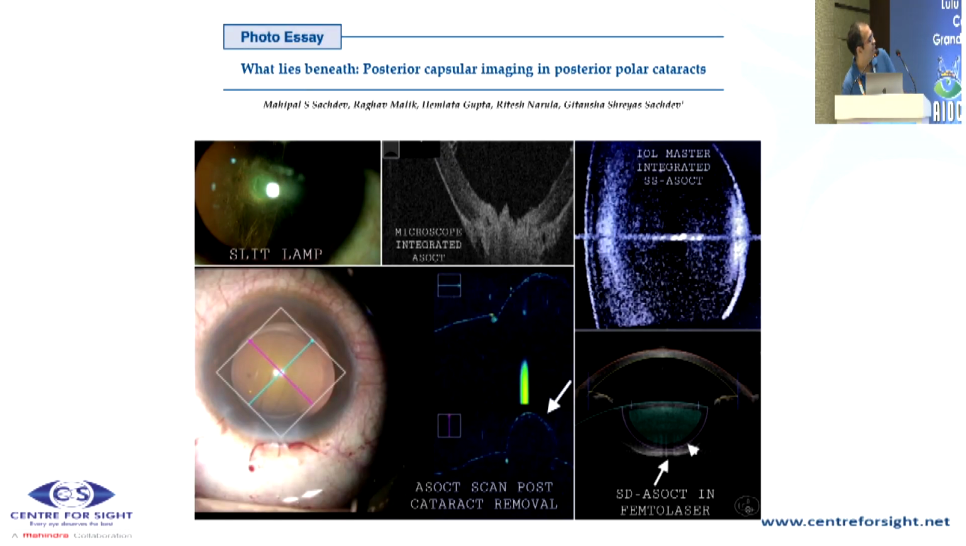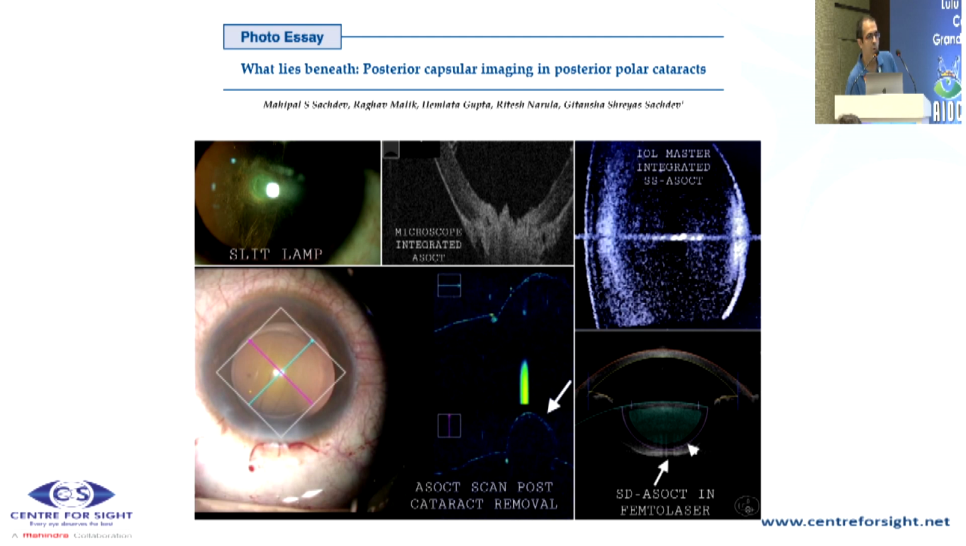You can see this is the same patient having a typical posterior polar cataract. On the slit lamp, you can see a very well equator to equator PCR. And on the microscopic OCT, we can see a disruption of the posterior capsule. Similarly, the IOL Master also has an AS-OCT showing a disruption of the posterior capsule, and the bottom right image showing the femto laser.